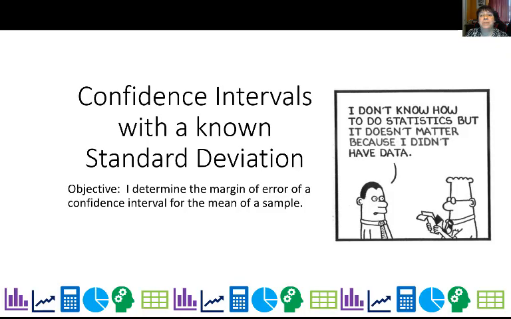Okay, we're going to take a look at something called a confidence interval. And we're going to start with the ideal case where the standard deviation for the population is known.